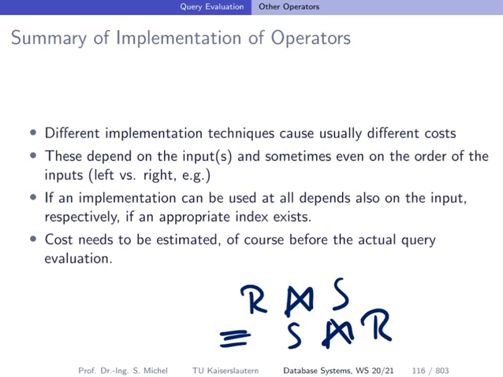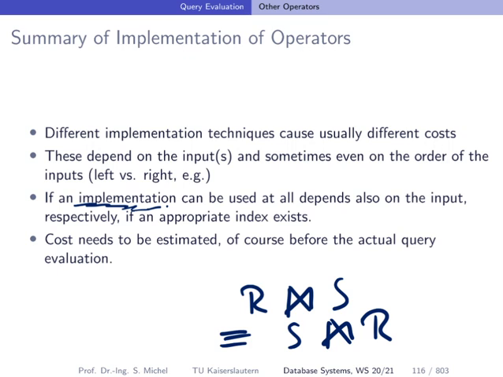We have seen this when we computed the cost for the nested loop join, the block nested loop join. And again, I mentioned this already a couple of times, an implementation may not be usable, for example if there's no index available for the index-based nested loop join, and so on. And all of these considerations have to happen before the query is executed. So this has to be decided when the query comes to the system.